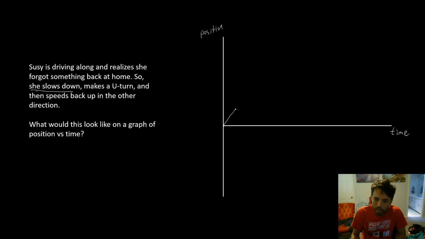Slowing down means we're going to get flatter. So we're going to flatten out. And then she makes a U-turn and speeds up back in the other direction. So then she's going to speed up in the other direction, get faster, faster, faster. So this is what this graph would look like.